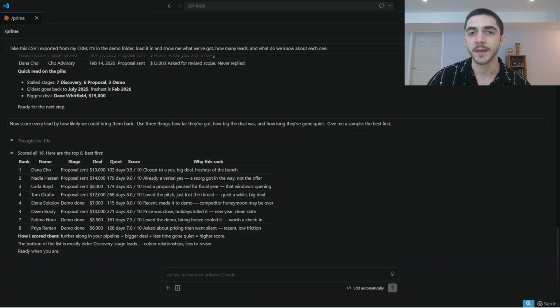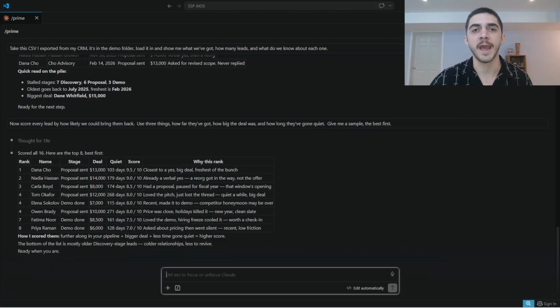And remember, the second bit there is important. I told it to weigh 3 things, and if I just said score them, the scale would be different every time. But I named the dimensions, and so that's what's making the score repeatable. So if we take a look here, we've got proposal sent under 3 days with a high deal. This one was closest to a yes, big deal, freshest of the bunch.